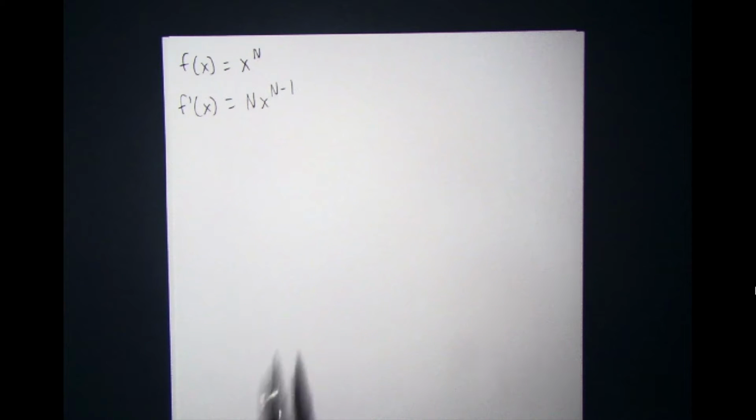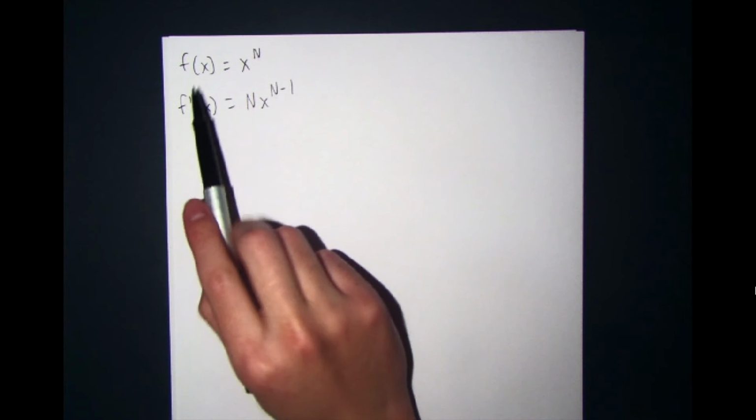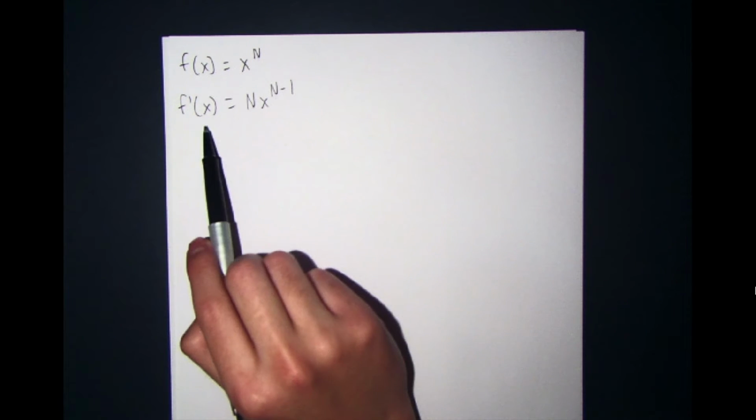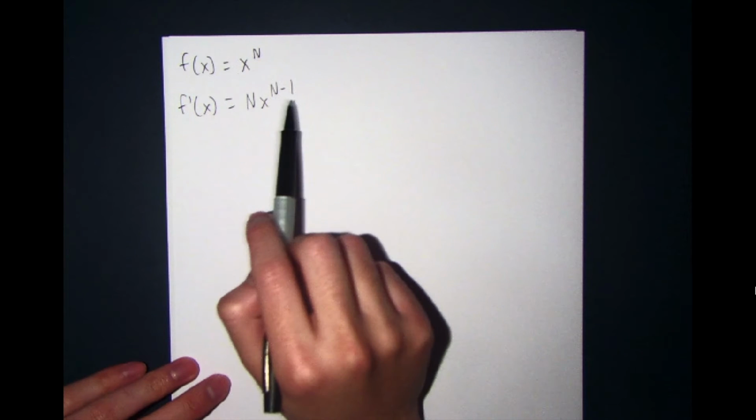So even though we have the official definition of a derivative, there are other ways to find derivatives in a faster method. This one is called the power rule. The power rule states that if you have a function f of x equal to x to the n, then f prime of x, or the derivative, is going to be equal to n times x to the n minus 1. So let's look at an example of this.